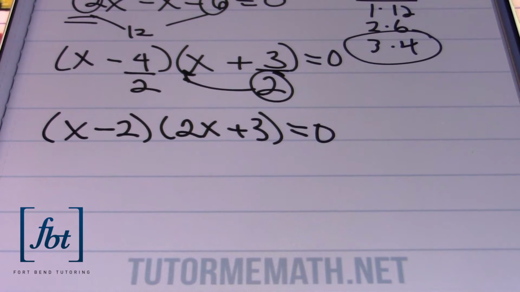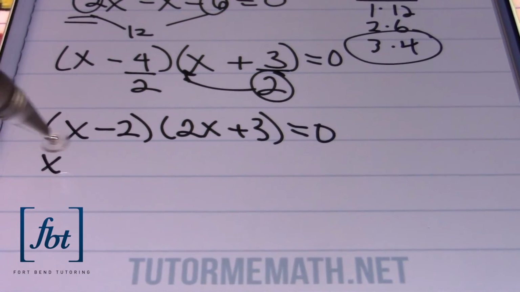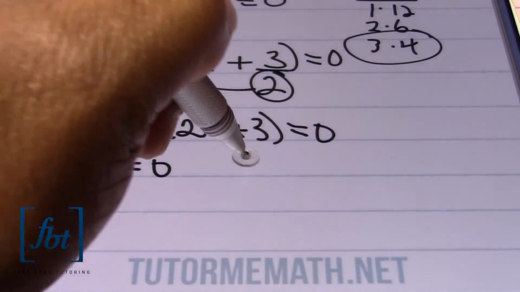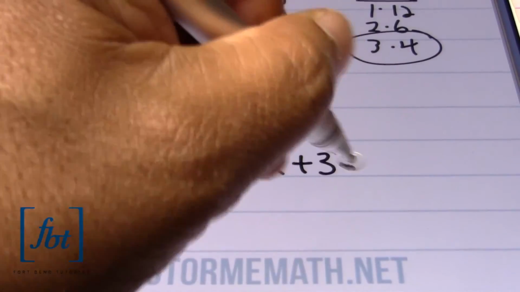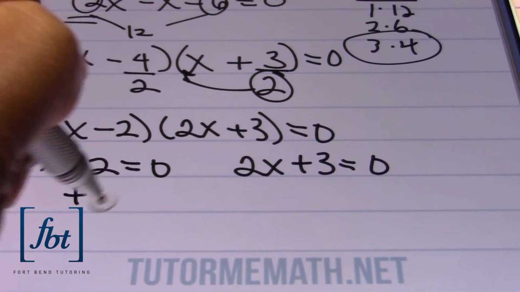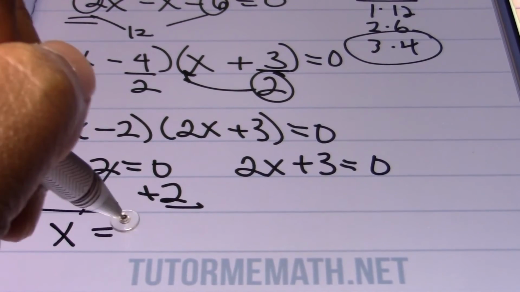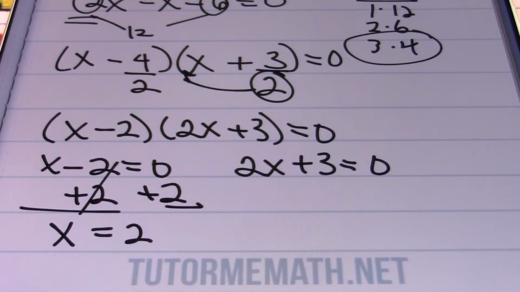Because I have my equation fully factored, I can now set each factor equal to 0 to solve for my potential values of x. So let's do just that. We'll have x minus 2 equals 0. We'll also have 2x plus 3 equal to 0, and then I'll solve for x in each equation. So in the first equation, I'll be adding 2 to both sides of the equal sign using the addition property of equality. So x may equal 2.